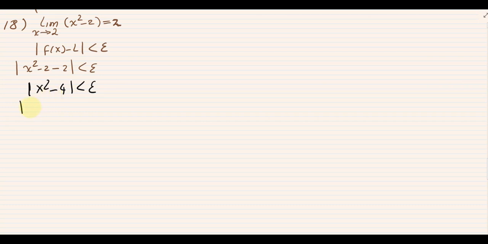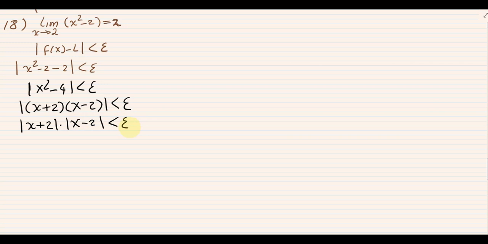We recognize difference of two squares, so we can write it as absolute value of x plus 2 times x minus 2 less than epsilon, and then we can break it into two absolute values: absolute value of x plus 2 times absolute value of x minus 2 less than epsilon. We are using a number of algebraic properties when we use epsilon delta in this particular example. Let me put this part on hold now and actually focus on absolute value of x minus a less than delta.